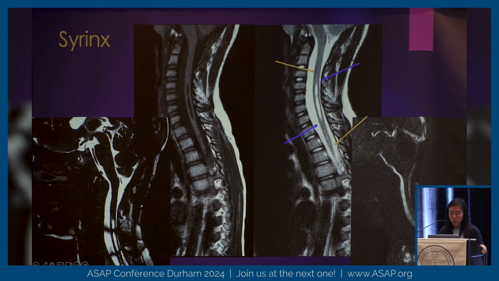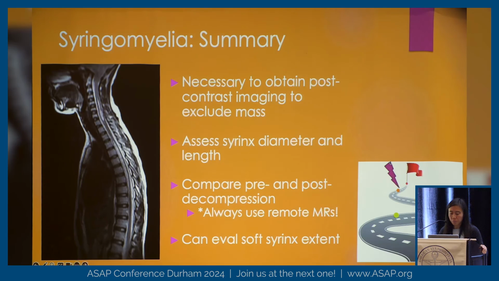This is the soft syrinx I was talking about. The purple denotes the actual confines of the syrinx, and then the orange is that fuzzy signal that I see in the cord above and below. So I will report both of those as well. All right, so the last summary is that MRI is necessary to look at the syrinx itself, and you want to do post-contrast to make sure there's no mass. You assess the syrinx diameter and length, and you want to compare pre and post decompression.